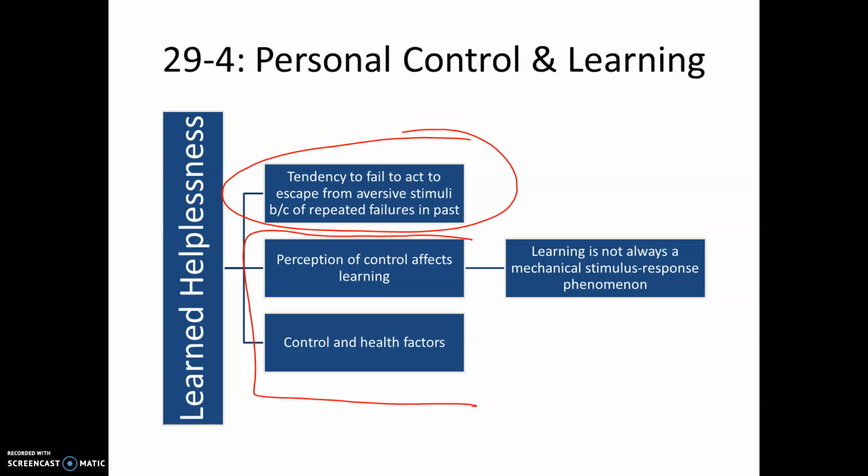The ability to learn is influenced not just by a simple stimulus response phenomenon, or the introduction of reinforcement or the avoidance of a negative stimulus. There's something more going on, and it's a cognitive factor about control.